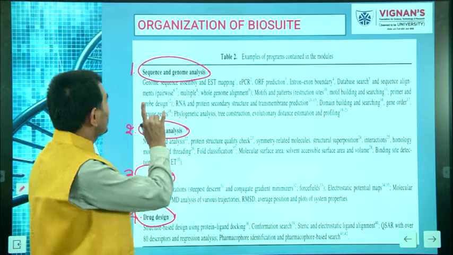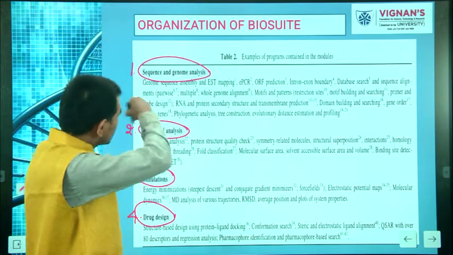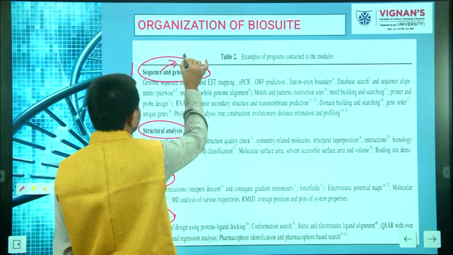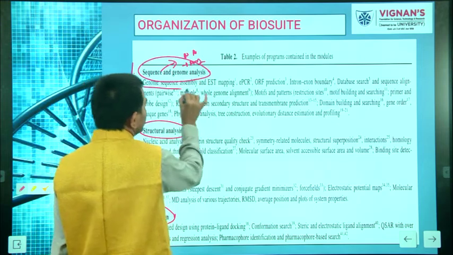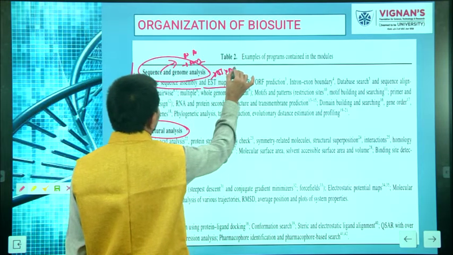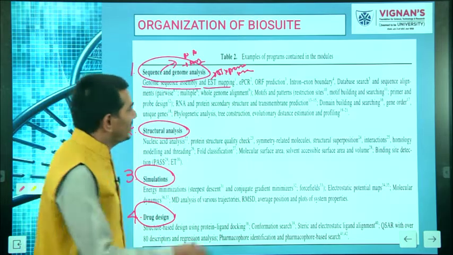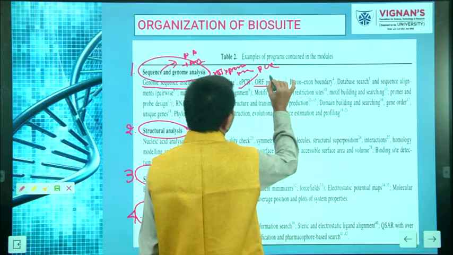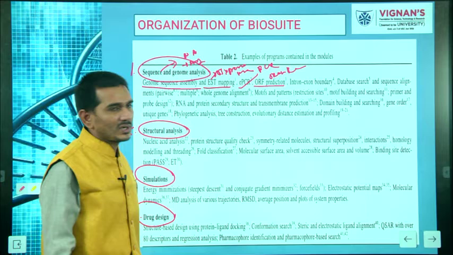So coming to this first module, that is sequence and genome analysis, right? Here, coming to the sequence, we have 2 types of sequences, that is nucleic acids and then amino acids. So genome sequence assembly and EST. EST stands for expressed sequence tags, and ePCR, which stands for electronic polymerase chain reaction, and then ORF prediction, open reading frames, and then intron exon boundary.